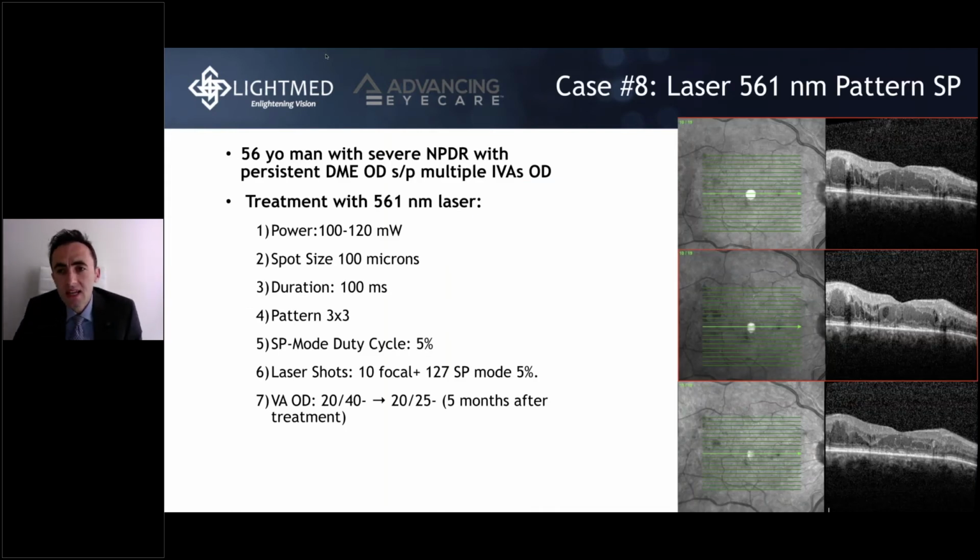Case 8 is a recent case that I did with a new laser that I had, 561 nanometer yellow laser. So remember, all the other cases we were talking about, the 577, this one was a 561 nanometer laser. This patient had severe non-proliferative diabetic retinopathy with persistent diabetic macular edema, who has had multiple injections of Avastin. So we use a 561, similar settings, 100 to 120 milliwatt for power, spot size of 100 microns, duration of 100 milliseconds. I did utilize the pattern 3x3, and I did the SP-Mode duty cycle 5%. We did 10 shots of focal laser, followed by 127 shot 5%, and the vision improved from 2040 minus to 2025 minus within 5 months after the treatment.